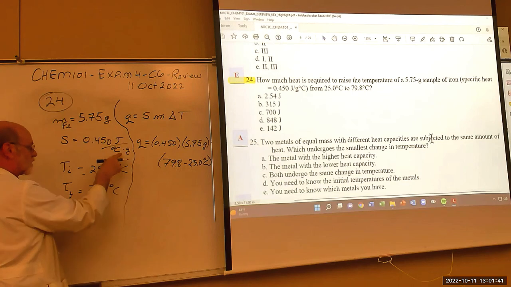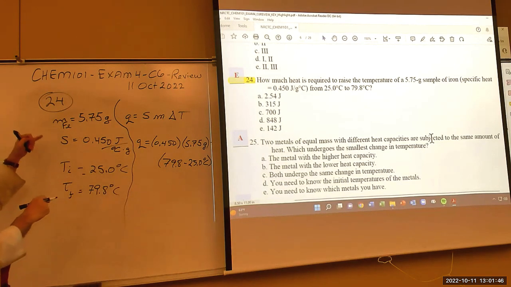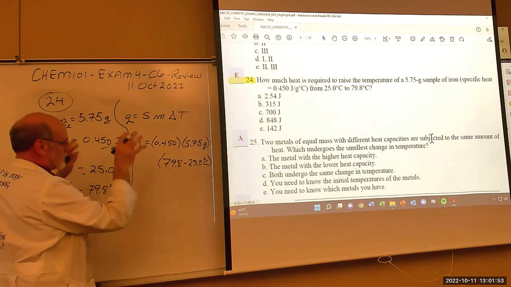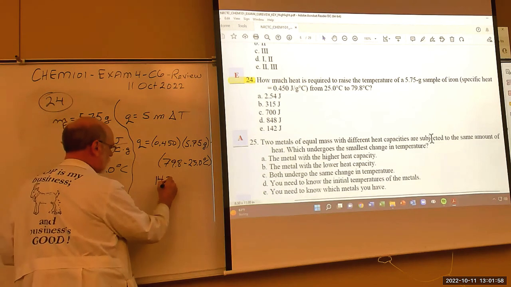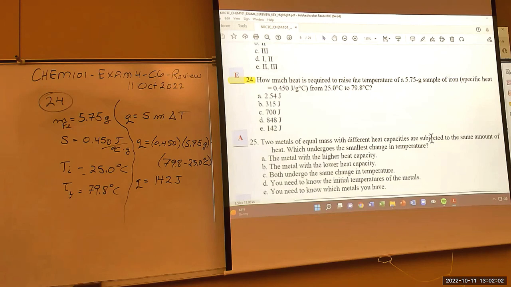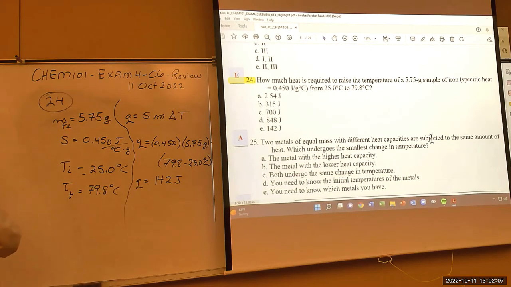Degrees C is in the numerator. Degrees C is in the denominator. They cancel, leave us joules. And that's what we're looking for. Energy, heat, joules. So do all that stuff, and you should come out with 142 joules. Okay, and it's going to be a positive value. So that means relative to the sample, which is the system, we're adding heat to the system with a positive value.